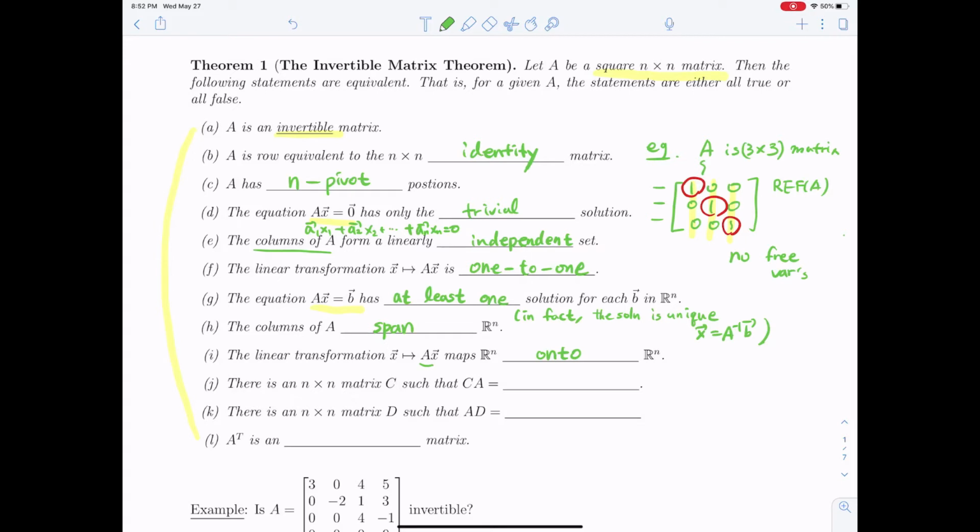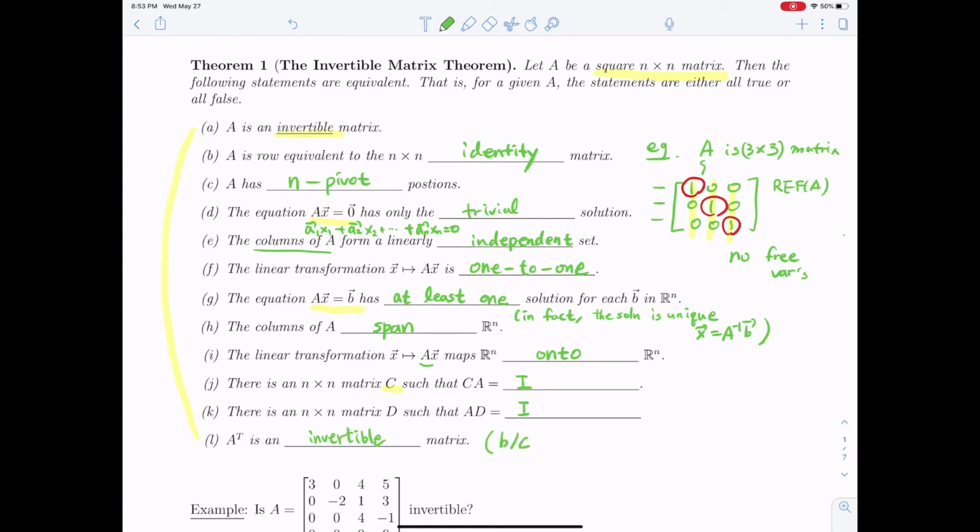Okay, and if the matrix A is invertible, then there exists an inverse matrix C such that if you multiply the inverse matrix on the left, we get the identity matrix. And also if you multiply the inverse matrix on the right, we get the identity matrix as well. And lastly, the transpose of A should be invertible as well.